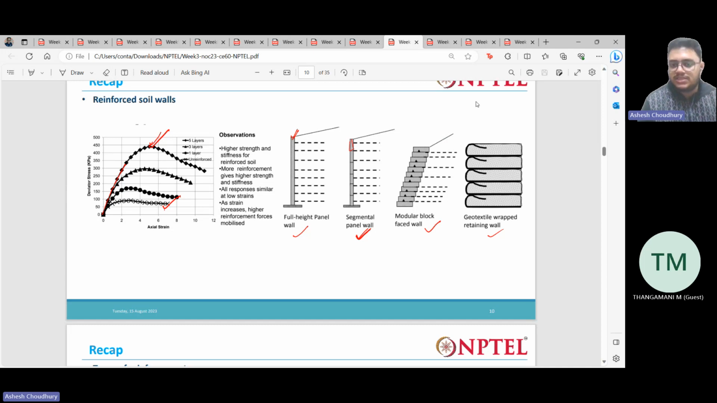There is no facing here. Directly we are wrapping the geotextile one by one about the soil, but there is no facing. Generally we do not keep the reinforced soil wall like this. Reinforced soil walls are generally given some facing, because if we don't give any facing, there will be some risk, right? Someone may damage this geotextile reinforcement, and that may be quite detrimental, leading to failure. So that's why we always provide some facing.